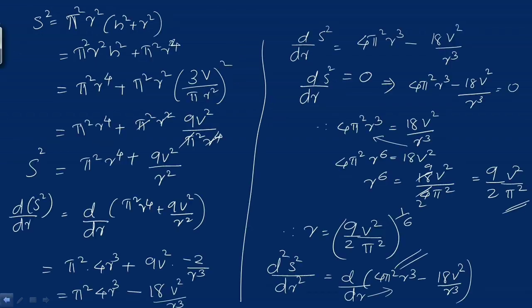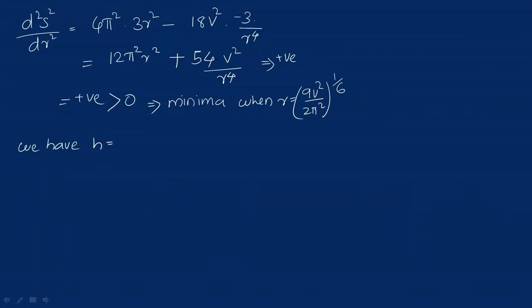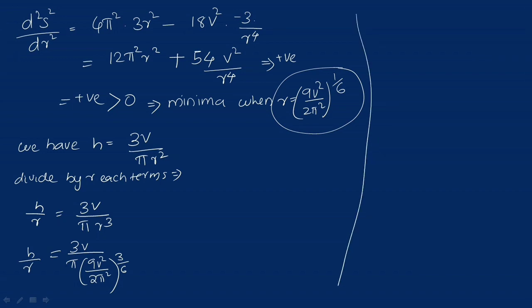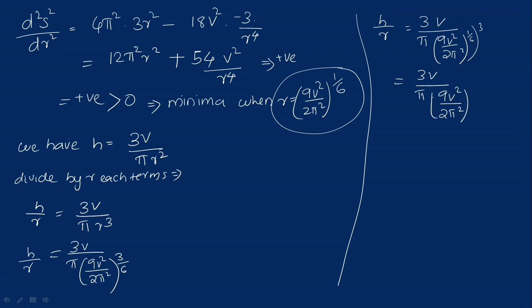Now we are going back to what is h. Initially h = 3V/πr². So we divide both left hand side and right hand side by r. We have h/r = 3V/πr² into r, that is πr³. So that is h/r. So instead of r, we substitute (9V²/2π²)^(1/6). So h/r = 3V/π into ((9V²/2π²)^(1/6))³, or 3V/π into 1/6 into 3, that is 1/2. 6 and 3 cancel.